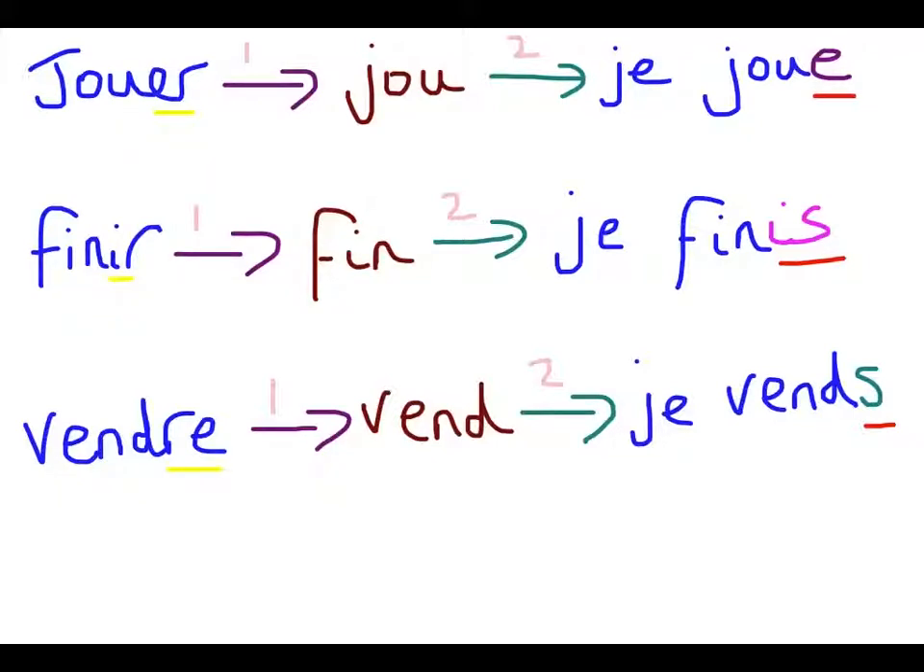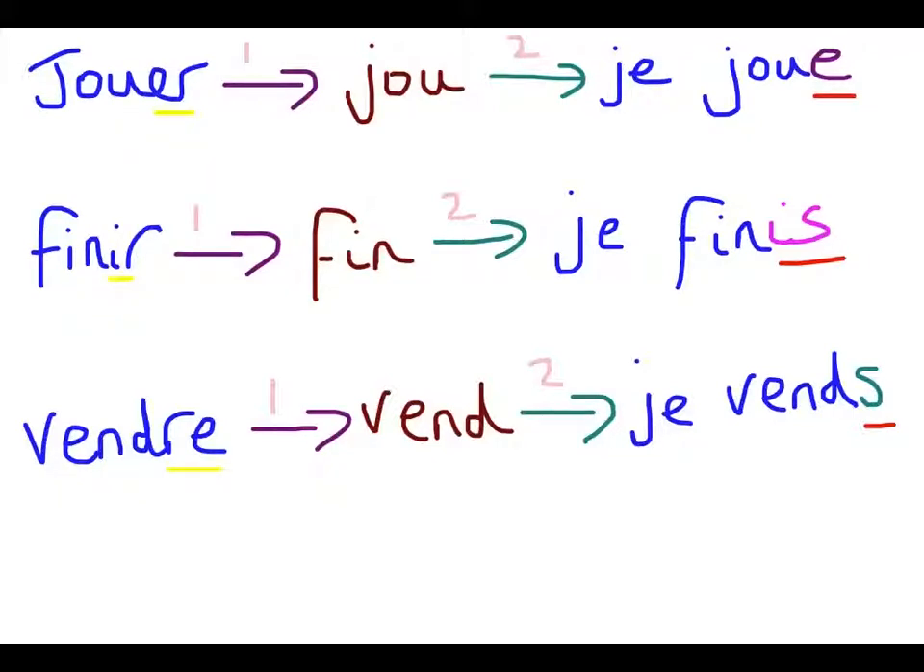Let's take another verb now, finir. Now this is an IR verb because it ends with an IR. Step 1 is exactly the same. Remove the IR. That leaves me with simply the stem fin. Step 2 is to add the correct ending. And if you check the table, you can see that with je, we add an IS. So I've created je finis, I finish or I am finishing.